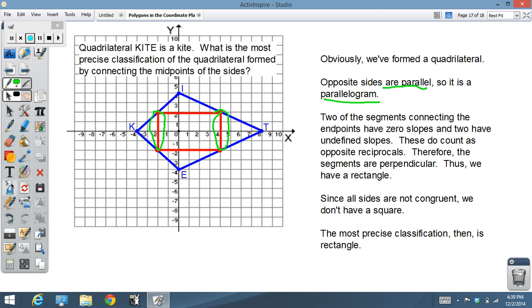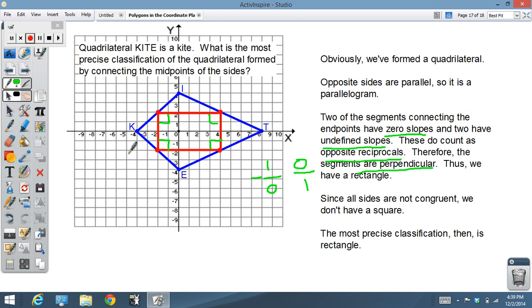Next thing we need to check. The zero slopes and the undefined slopes are, in fact, opposite reciprocals. It's like we have 1 over 0 for the undefined slope and 0 over 1 for the zero slope, and the negative sign doesn't matter where we put it. But anyway, since a zero slope and an undefined slope are opposite reciprocals, the segments are perpendicular. We know we have a rectangle at the very least.